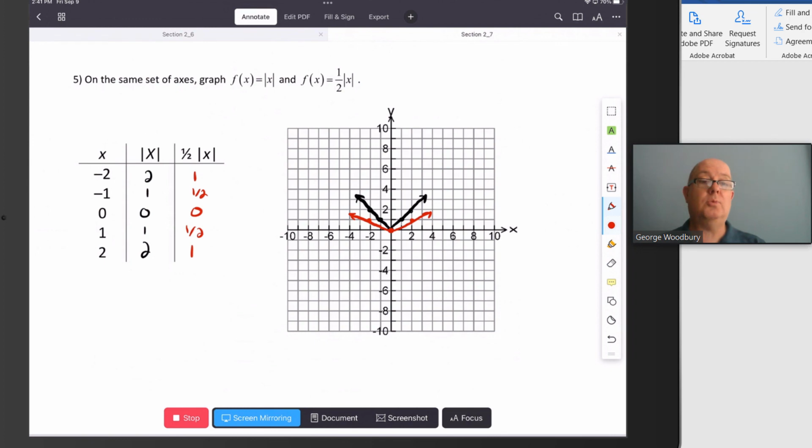All right, in the next video, we'll take a look at horizontal shrinks and stretches.